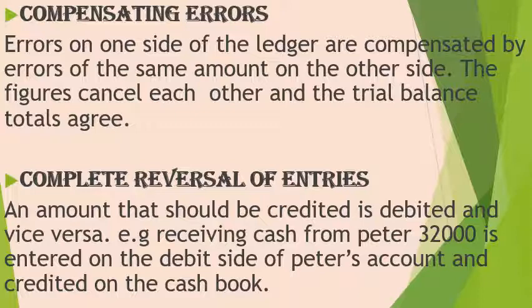Commonly asked in section A, errors that are not disclosed by the trial balance. We have talked about complete reversal of entries, compensating errors, errors of original entry, errors of principle, errors of commission, and errors of omission.